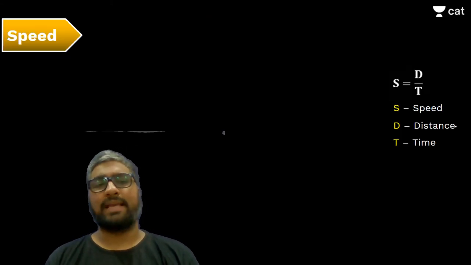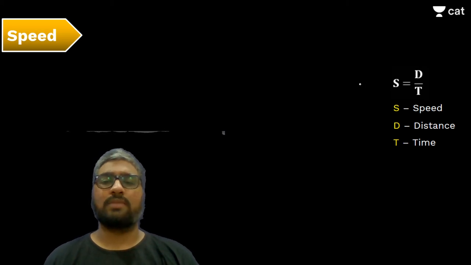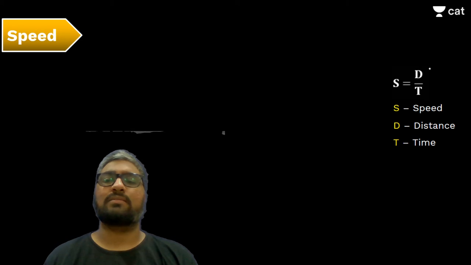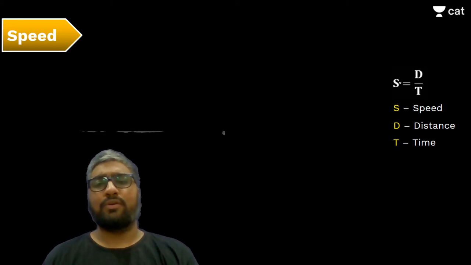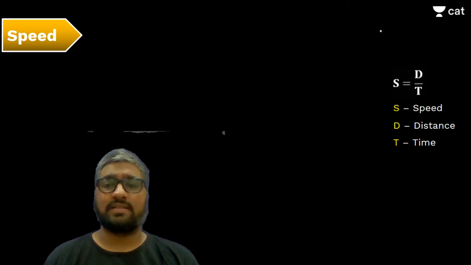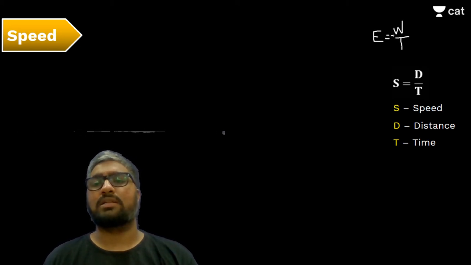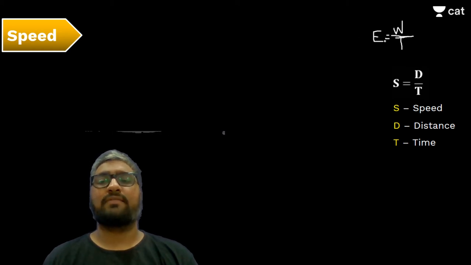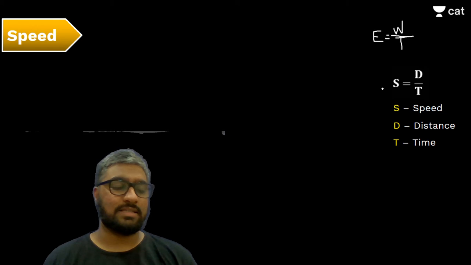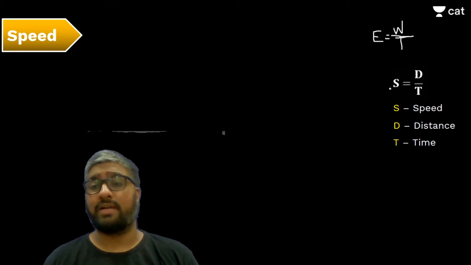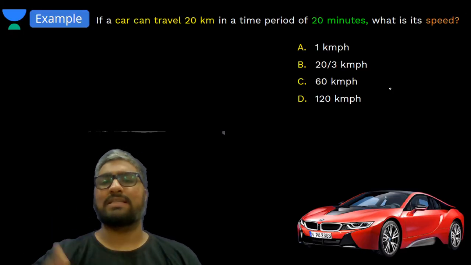So let's begin with the basics of speed. What do you know about speed? Speed is nothing but the amount of distance covered over unit time. If you notice, this is very similar to efficiency that we've seen in the previous set of lectures. Efficiency was work over time, where the work here is nothing but covering some distance. And the efficiency is nothing but the speed, the rate at which this distance is covered. This is very basic, something that everybody knows.